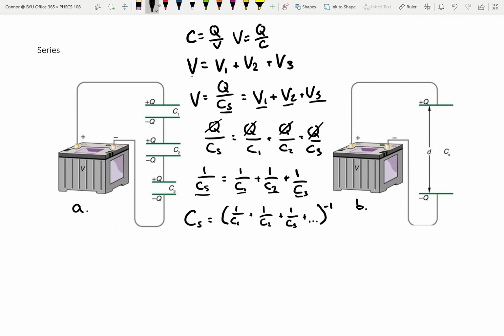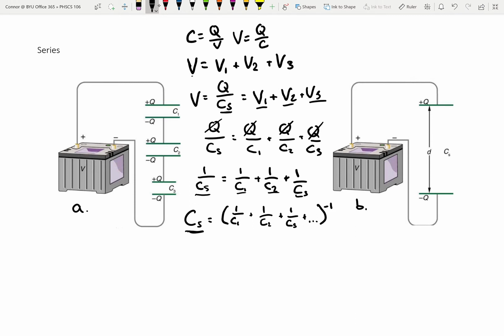To rewrite that in a nicer way, we just invert it, and we find that 1 over the first capacitance plus 1 over the second capacitance, and so on with each capacitance in series, to the power of -1 is equal to our total capacitance. You'll notice that this equation means the total will always be less than any of the individual capacitances in the series.